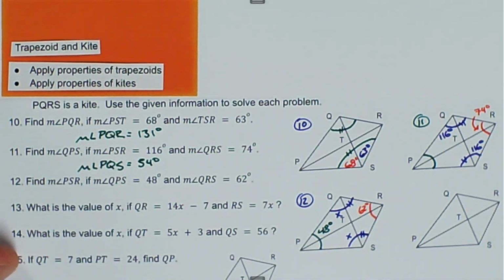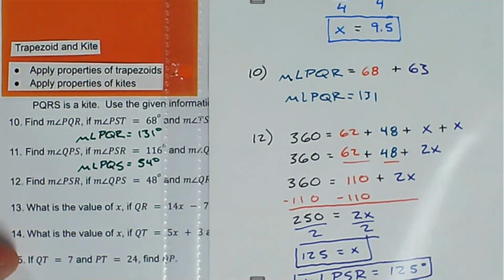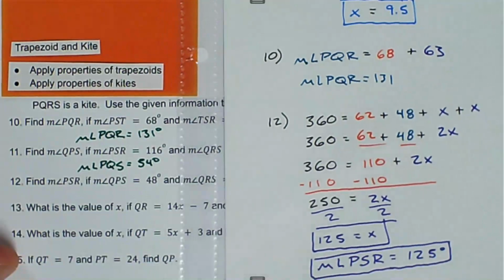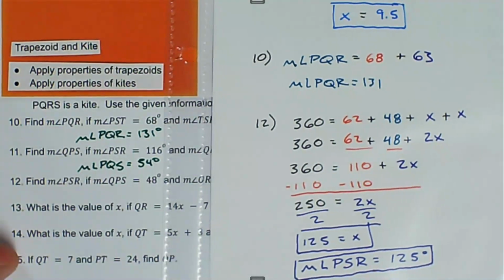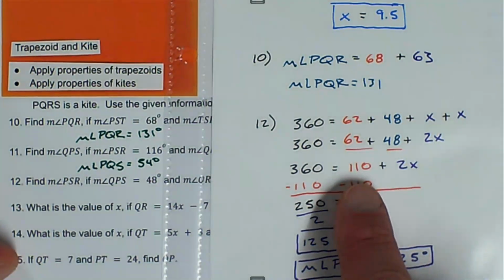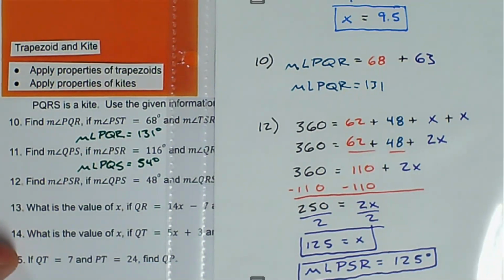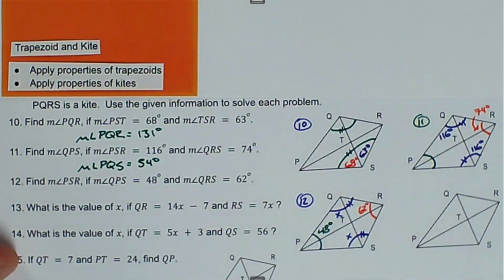Number 12 is similar to number 11. All the angles of a quadrilateral add up to 360 degrees. So we can say that 360 is equal to 62 plus 48 plus x plus x. We can combine our variables into 2x and our constants to 110. Subtract 110 from both sides, and we get 250. Divide both sides by 2, and we get x is equal to 125, or the measure of angle PSR is equal to 125. That was for number 12.